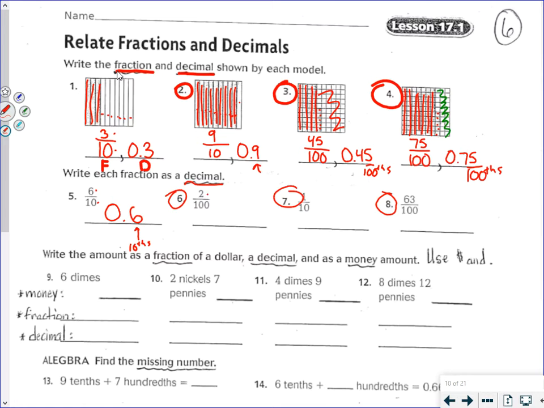2 hundredths, 2/100ths. So we don't have any tenths, right? Because we don't have a 2 there. So we have 0 tenths and 2 hundredths. This one, 1/10. I think it was 1, right?